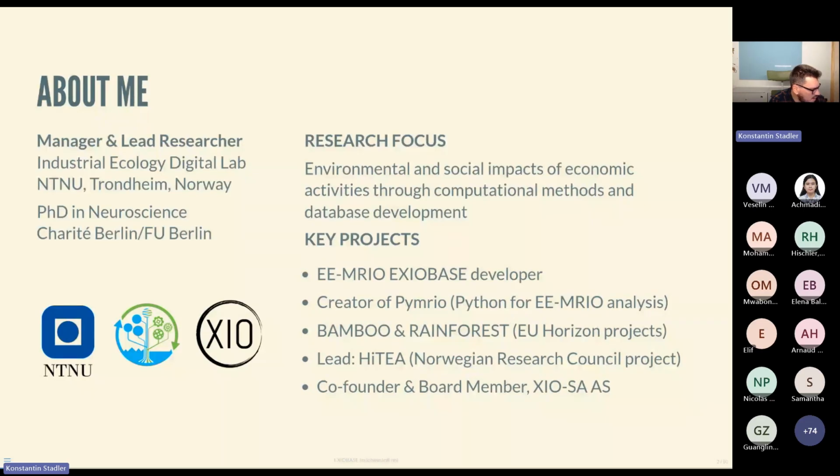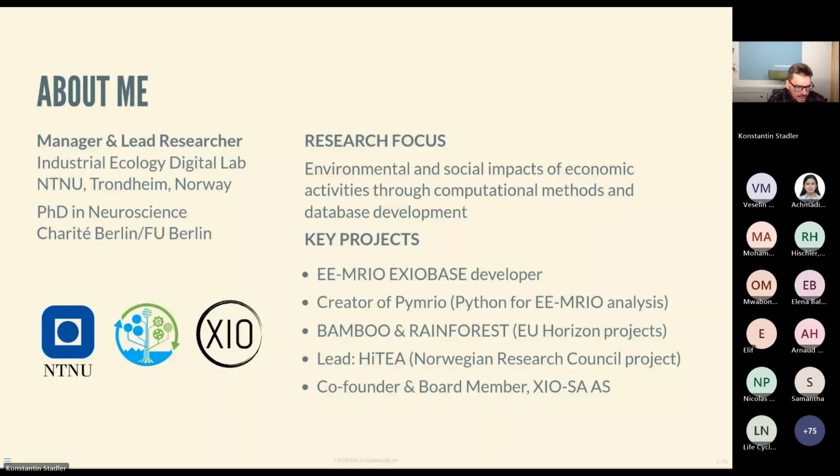I came to the field of industrial ecology and sustainability analysis through input-output analysis. I'm not that familiar with other methods, but I picked up quite a lot during the last years. My research focus is mostly on environmental and social impacts of economic activities through computational methods.